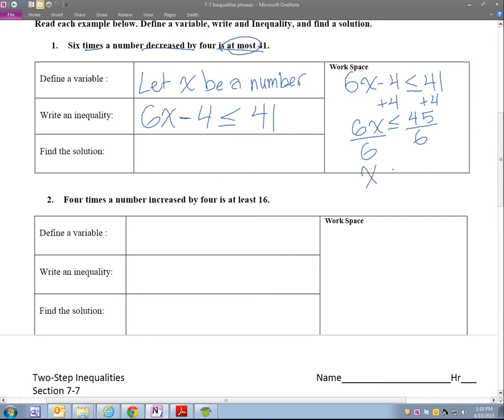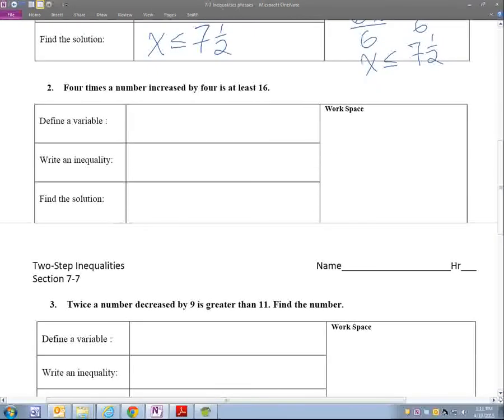So I have x is less than or equal to 45 divided by 6? Oh, close. 7.5. Yes, ma'am. You would write 2/5.